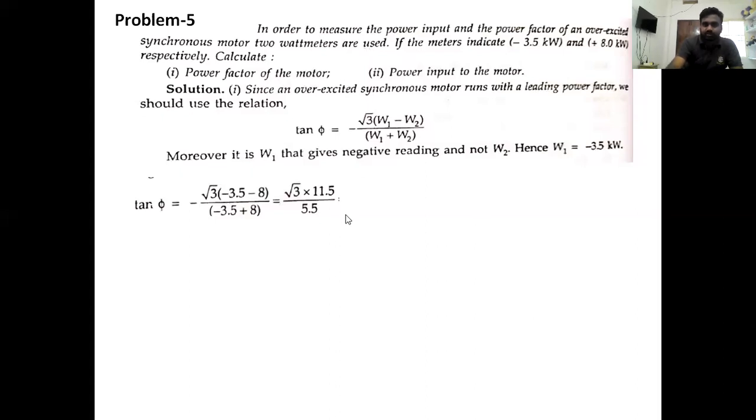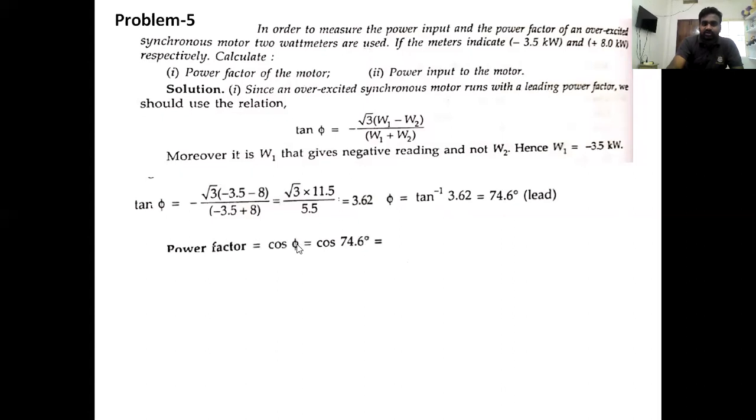Let me check the value. The tan phi value is 3.6, and tan inverse of 3.62 is 74.6. So if we substitute the value here, it's correct, 74.6. Verify this parallelly. Now we need to calculate the power factor here.